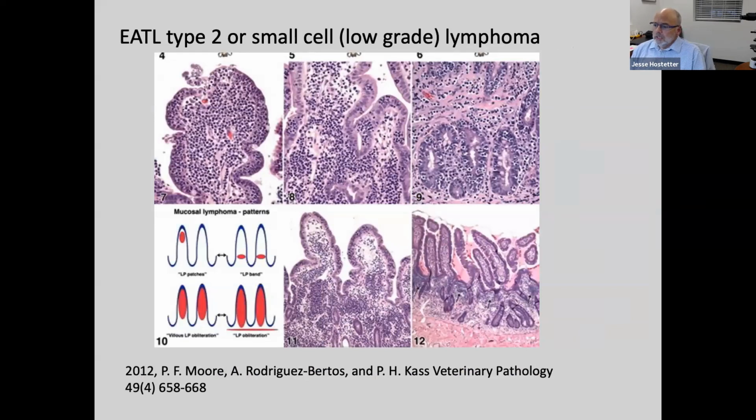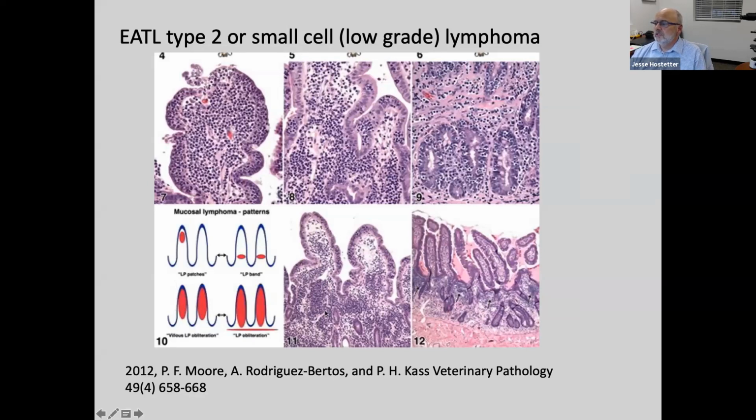This is an article by Pierre Moore's group. Again, this is back in 2012, but it's still a very good article. If you haven't looked at it, I would recommend you take a look at it. What they describe is patches and bands of these neoplastic small lymphocytes in the lamina propria as being kind of an early form of this, eventually spreading or progressing to where you have very dense infiltrates and ultimately involving the entire lamina propria.